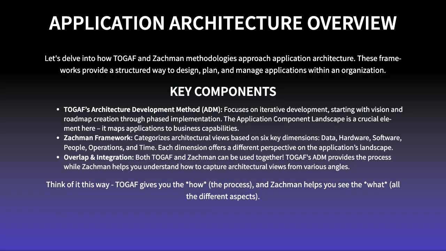Okay, so when we're looking at application architecture, we need a solid foundation. TOGAF's architecture development method is all about taking an iterative approach, starting with a clear vision and building from there. It uses something called the application component landscape to map your applications back to what they actually do for the business. Now, Zachman's framework provides a really helpful way to think about this landscape. It breaks down different views of your application, things like data, hardware, people, each offering a unique perspective. The cool thing is TOGAF and Zachman are mutually exclusive. You can use them together to get a really complete understanding of how everything fits together.